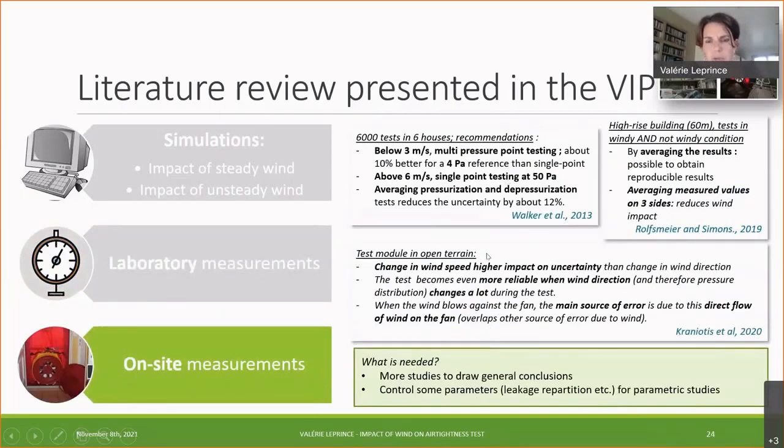And then in the literature review, we talk about on-site measurements. Multiple on-site measurements have been done, and others will be discussed just after me by Gary and Dimitris. A very interesting study, for example, is this one from Ian Walker in Berkeley, where they tested 6 houses in 6,000 tests to find out what the impact of wind was. They found that below 3 meters per second it is better to do a multiple-point test, and that above 6 meters per second it is better just to do 1 point at 50 Pascal and extrapolate. But even if multiple studies have been done, there is still a need for more studies to draw general conclusions, and also to control some parameters, such as the leakage repartition, to make parametric studies.